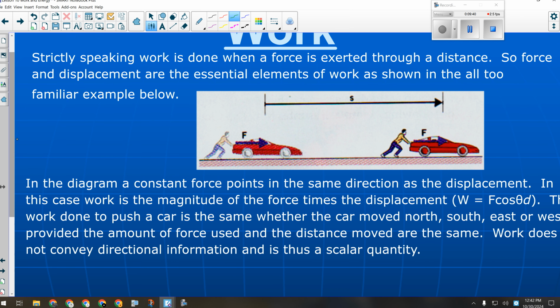In this picture, the person is pushing the car to the right. So what direction would the work be? To the right? To the left? Work is actually a scalar quantity. Force and distance are the two things we use to do work. We multiply them together. But work is scalar, as is energy. We can't give work a direction because if I change the energy of something, that energy could be kinetic or potential. There's no direction on that.